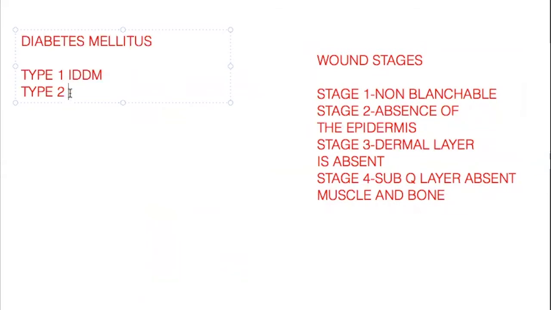Diabetes. Diabetes can be type 1 or type 2. Type 1 diabetes is known as insulin-dependent diabetes, IDDM. Type 2 diabetes is known as non-insulin dependent diabetes. Type 1 used to be referred to as juvenile diabetes. So with type 1, our main concern is to avoid DKA.